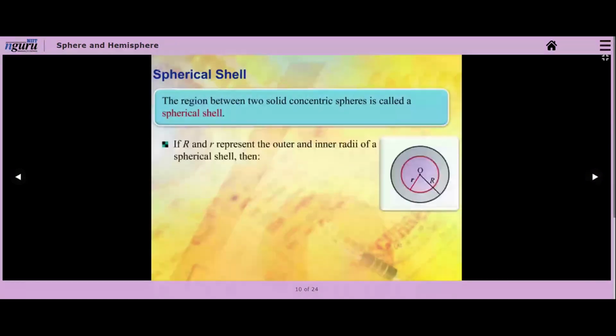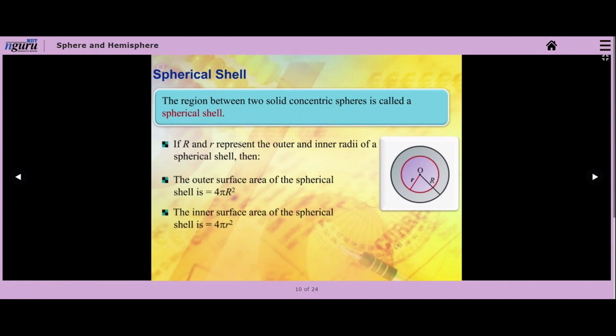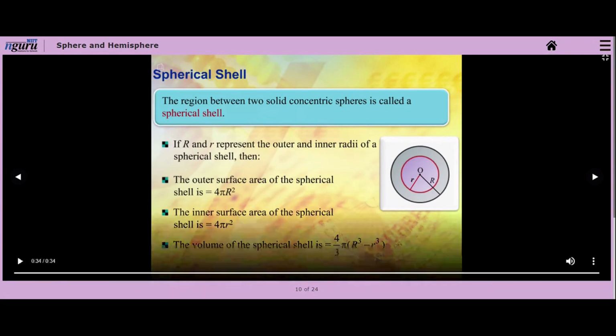The region between two concentric spheres is called a spherical shell. If capital R and small r represent the outer and inner radii of a spherical shell, then the outer surface area of the spherical shell is 4 pi capital R square. The inner surface area of the spherical shell is 4 pi small r square. The volume of the shell is 4 upon 3 pi multiplied by capital R cube minus small r cube. Outer volume minus inner volume.